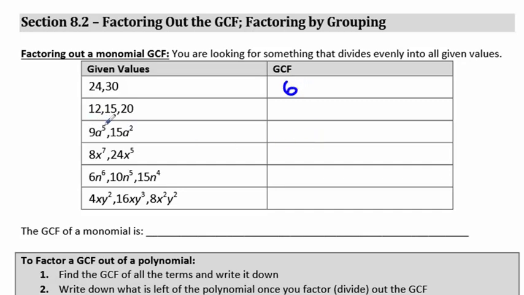Look at the values 12, 15, and 20. 12 and 15 can both be divided by 3, but 20 cannot. There is no number larger than 1 that can be divided into all 3 of those. The greatest common factor is 1.